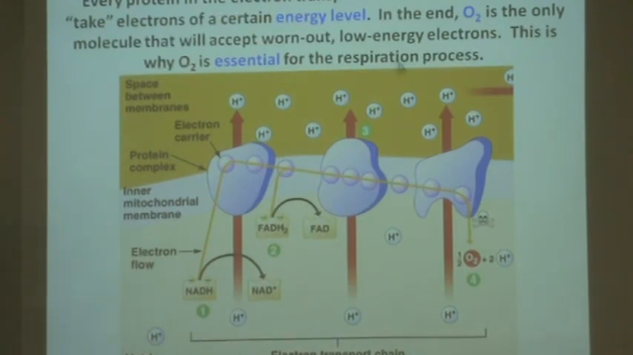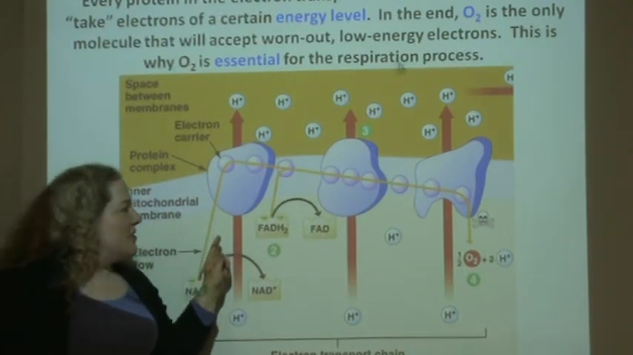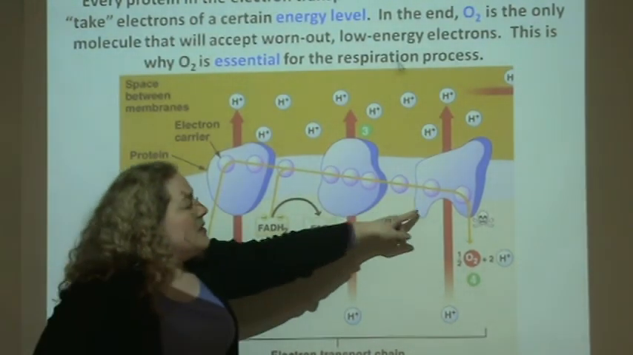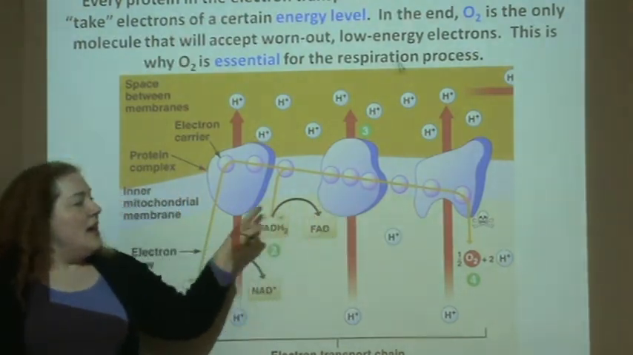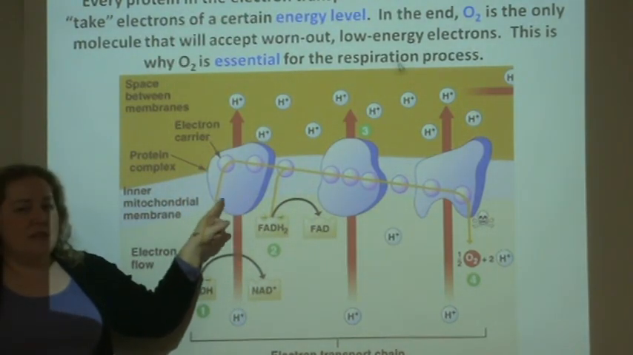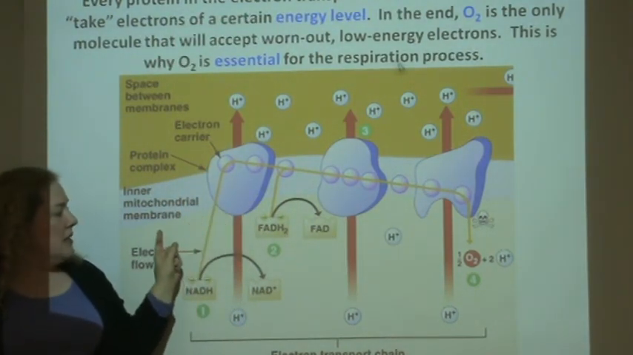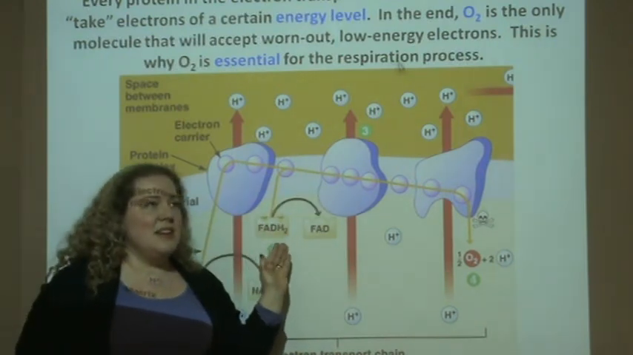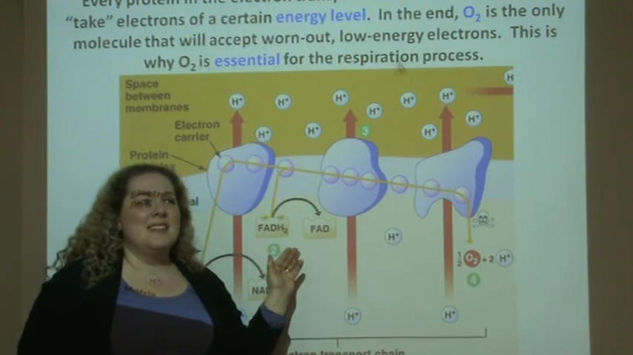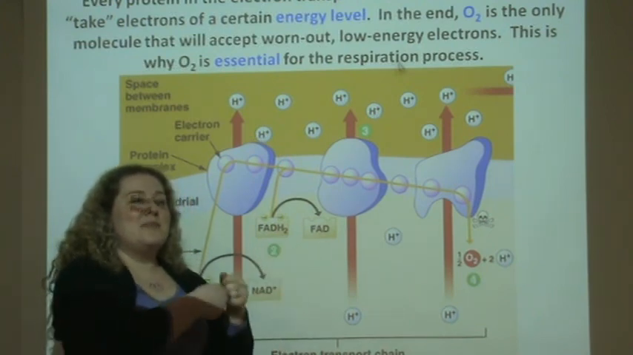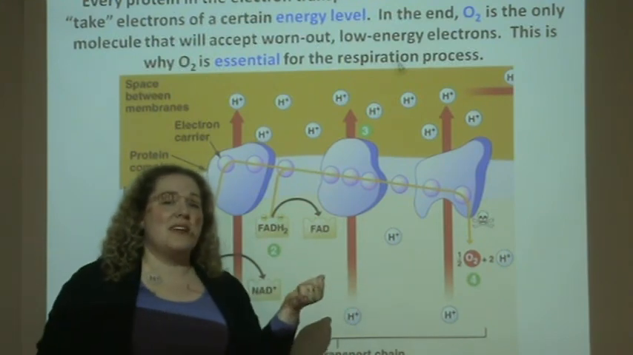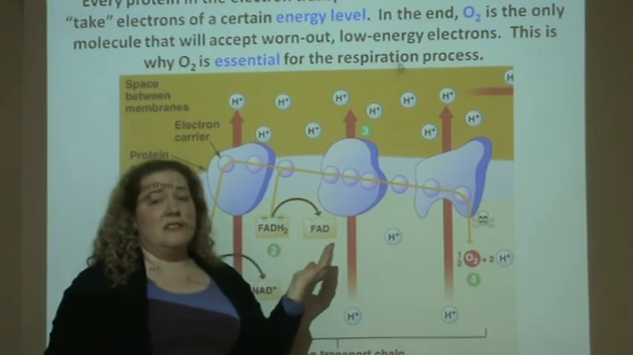So to me, the cool part about the electron transport chain is that each one of these proteins in the chain has a preference for the energy of electrons that they pick up. If I compare this to a game of hot potato, I hope you still play that, like when you pass something from one friend to the next, to the next, to the next, and then when the music stops, whoever's stuck with it is the loser.